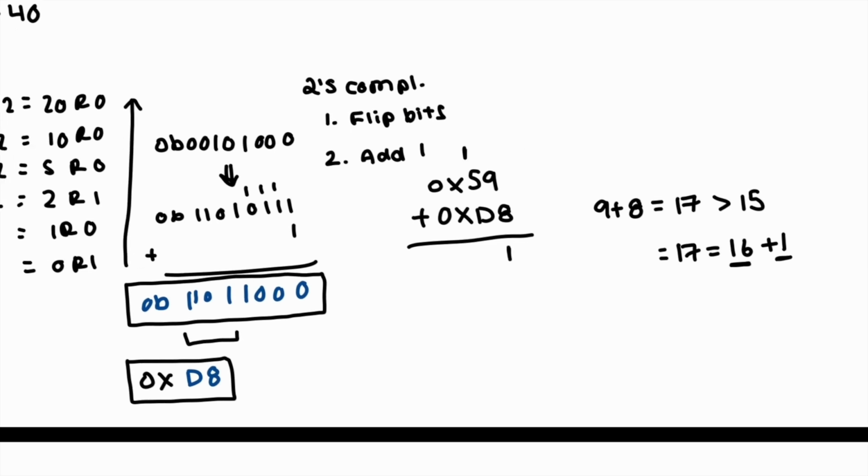1 plus 5 is equal to 6. 6 plus D is equal to 6 plus 13, which is equal to 19. That's greater than 16. 19 is equal to 16 plus 3. So that 3 is going to go down here, and then we have to carry that 1 up here. But remember, we're in 8 bits. We only want to express our answers in 8 bits, so we don't really care about this carry out anymore. So our final answer for the hex addition will be 0x31.